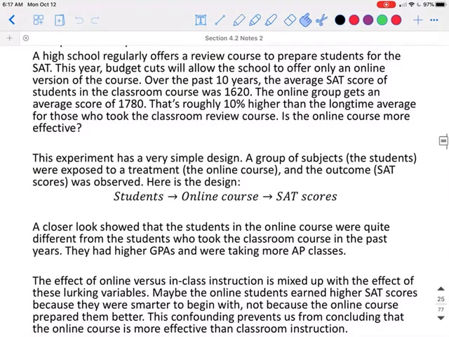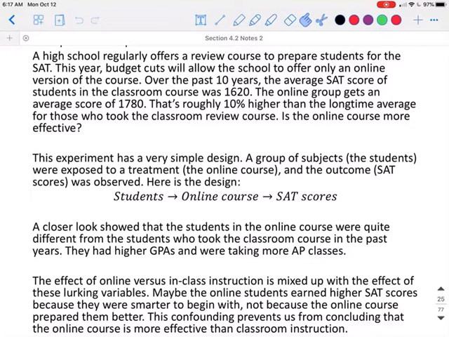A high school regularly offers a review course to prepare students for the SAT. This year, budget cuts will allow the school to offer only an online version of the course. Over the past 10 years, the average SAT score of students in the classroom course was 1620. The online group gets an average score of 1780. That's roughly 10% higher than the long-term average for those who took the classroom review course. Is the online course more effective?